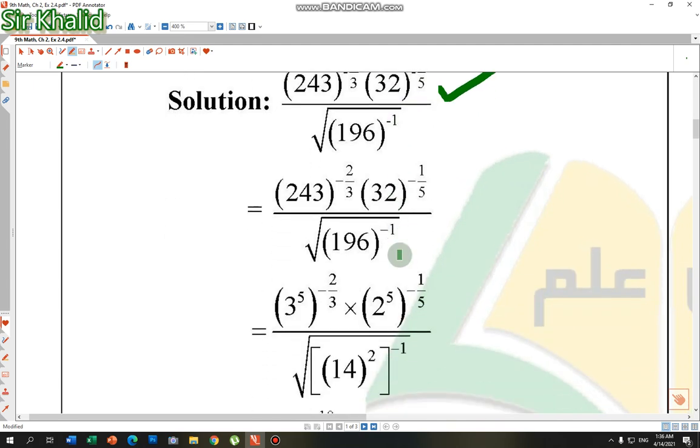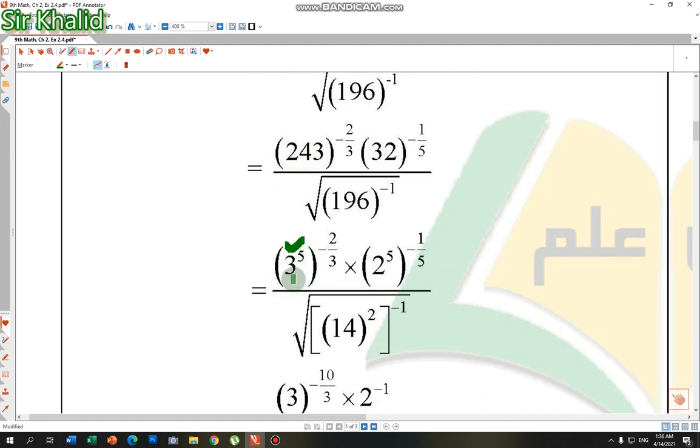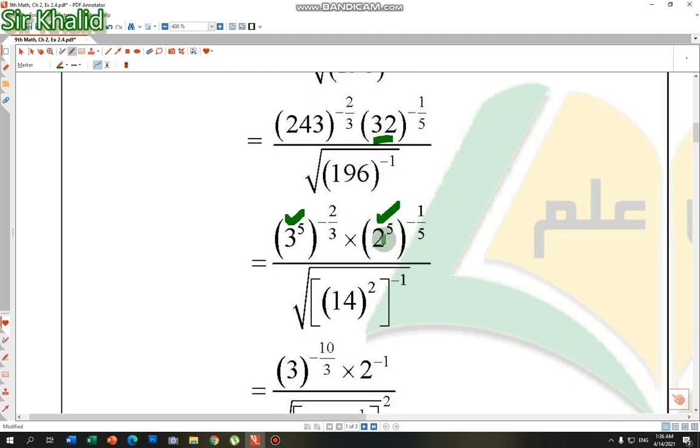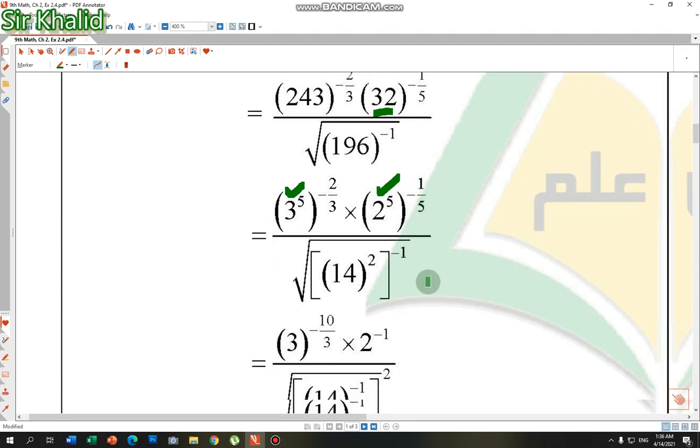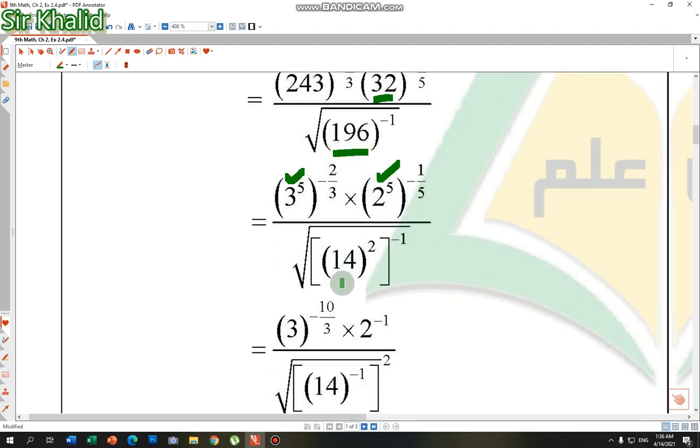Here you will see that 243 can be written as 3 power 5, because if I multiply 3 five times, the product will be 243. So (3 power 5) raised to the power minus 2 over 3, and 32 can be written as 2 power 5, so (2 power 5) raised to the power minus 1 over 5. 196 can be written as the square of 14, because if I multiply 14 two times, I get 196. So 196 can be written as 14 power 2, raised to the power minus 1.